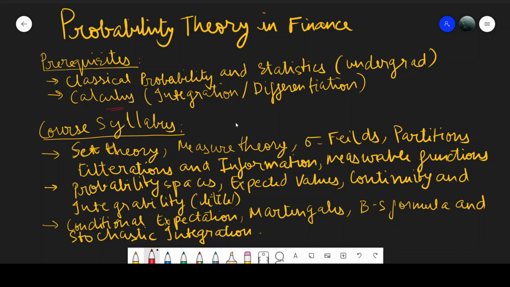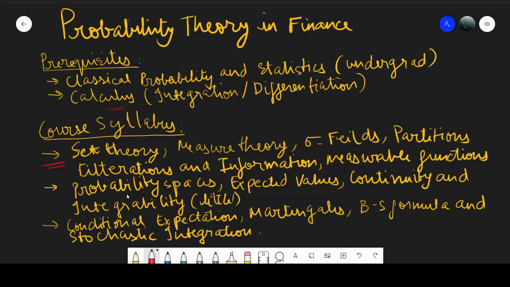Once the prerequisites are out of the way, this is what I want to achieve with this series. I'll start with set theory, and I'll slowly introduce sigma fields, partitions, filtrations, information, measure theory, and measurable functions. Because this basically forms the building blocks of all your stochastic models, and without this first part, you're as good as lost. You won't understand anything. So I'm going to spend a good amount of time on this, explaining why we need this in the first place.